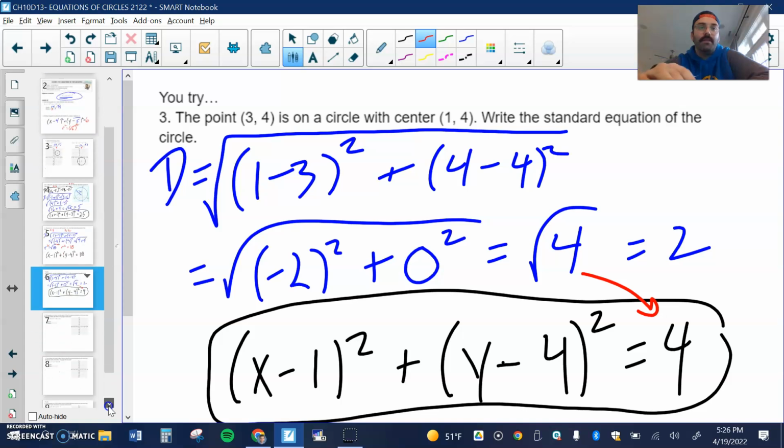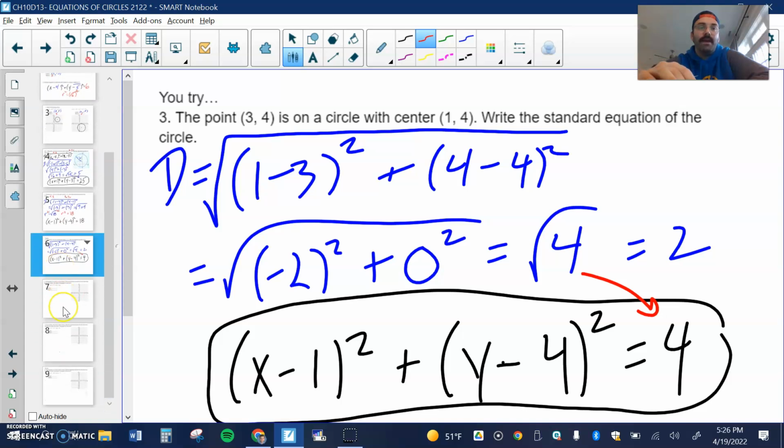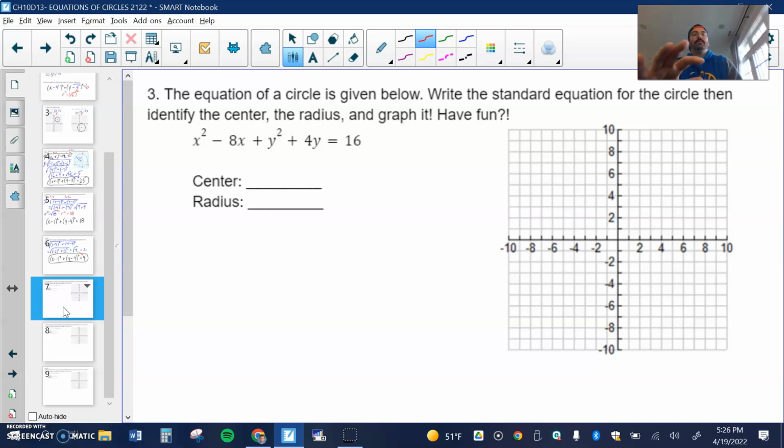Things are going to get a little tricky here. We're going to practice this a little bit more. We're going to do something called completing the square. You've done this in your Algebra 2 classes, and this has definitely been discussed in the past. It's not going to be that bad. I think we're going to do pretty well with this. Notice I'm asking you to write the standard form of the equation, identify the center and the radius, and then graph it.